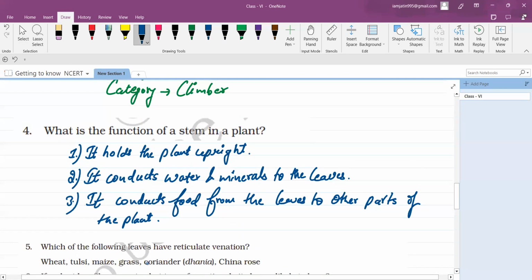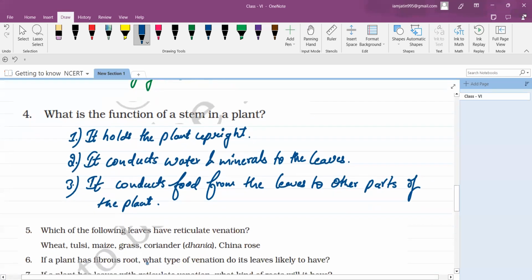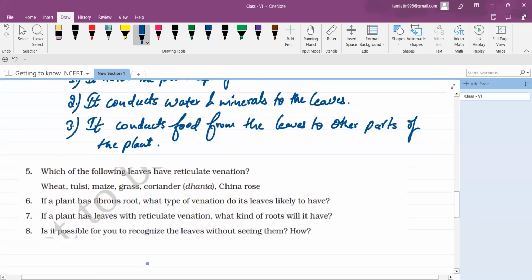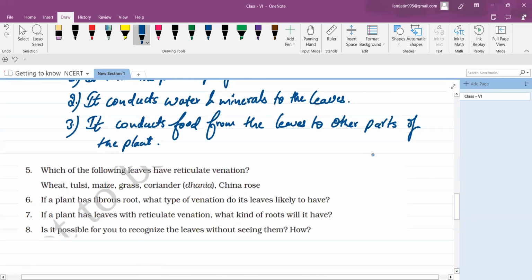So the function of stem is, number one, it holds the plant upright. Number two, it conducts water and minerals to the leaves. Number three, it conducts food from the leaves to other parts of the plants. Next question. Which of the following leaves have reticulate venation?